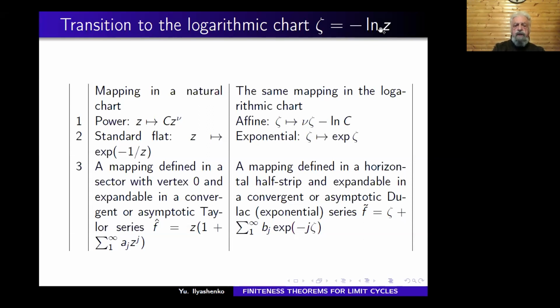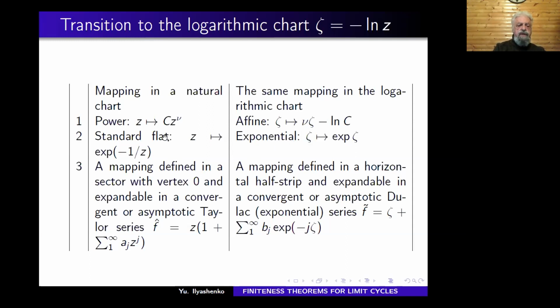And when you take the logarithm of the chart, then the Dulac mapping becomes a univalent mapping of zeta. This is one of the advantages of coming to the logarithmic chart. There are many others. So I analyze what effects occur when we come to the logarithmic chart. First of all, consider a power mapping. This is the Dulac mapping of a linear set. In the logarithmic chart, it will be a phi.